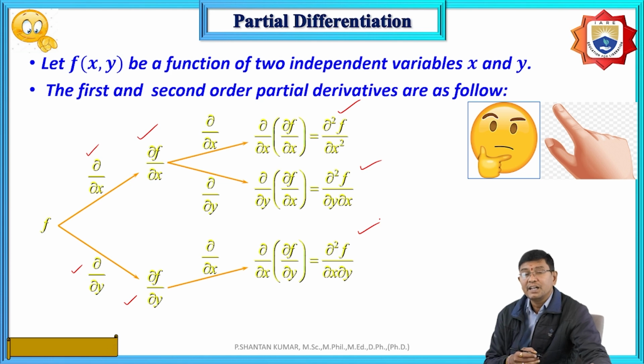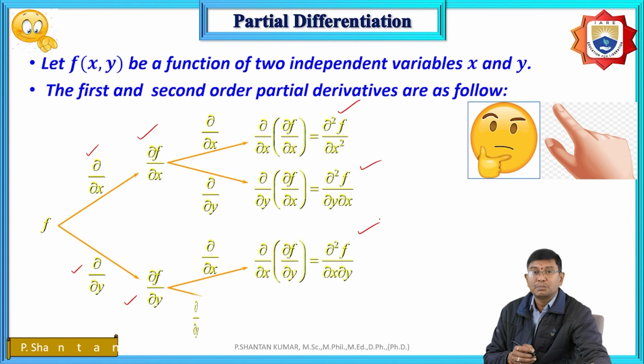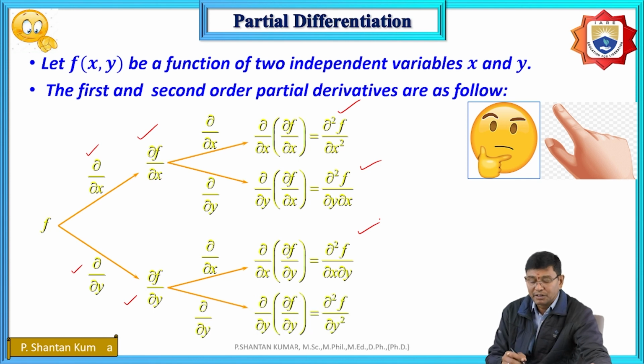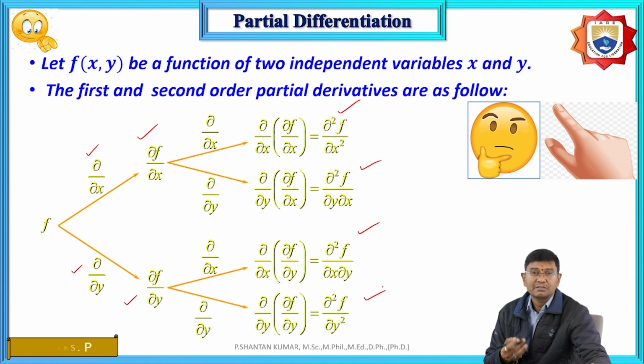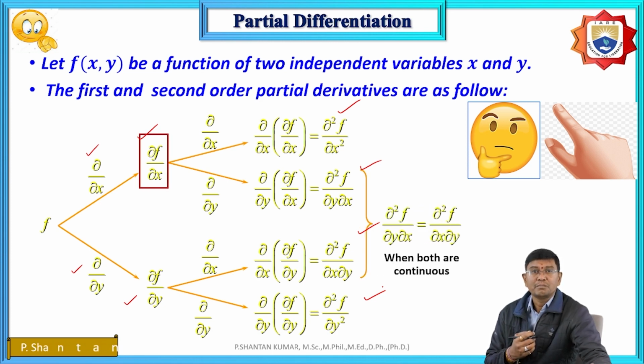And further, we take the derivative with respect to y also, that is dou by dou y of dou f by dou y, that means dou square f by dou y square. The first order derivatives are dou f by dou x and dou f by dou y. The second order derivatives are dou square f by dou x square, dou square f by dou x dou y, dou square f by dou y dou x, and dou square f by dou y square. These are the first and second order partial derivatives.